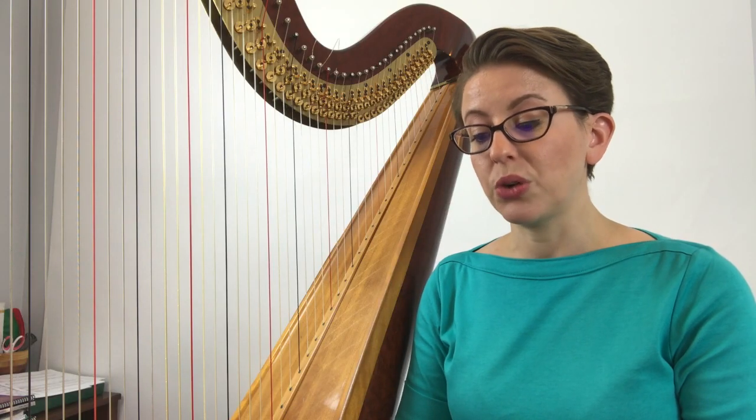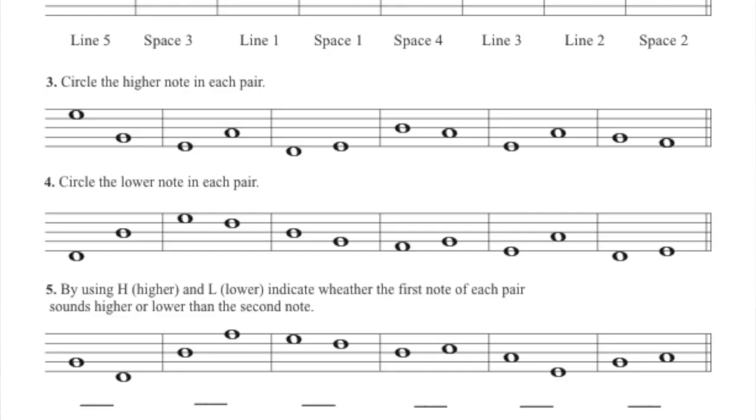Number 4, circle the lower note in each pair. If we're doing the first example together, we take a look at those first 2 notes on the staff. The lowest note is actually the first note, so we would circle that note.